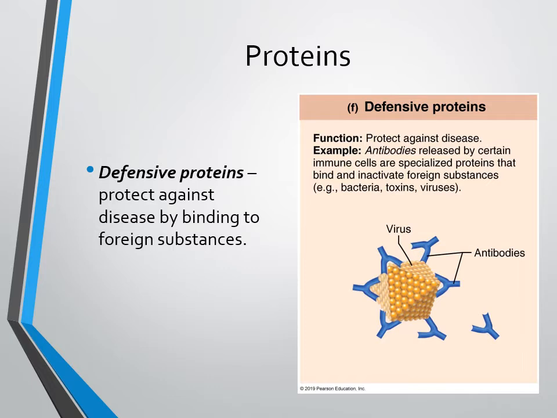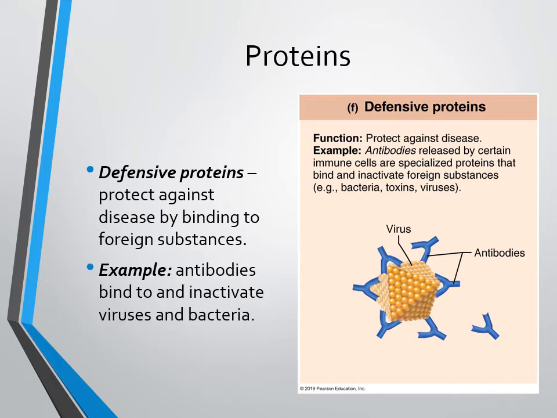And then we have defensive proteins, so they protect against diseases. So your antibodies are considered proteins. They work by binding to unknown substances such as bacteria, toxins, or viruses. Right here, it's showing your antibodies connecting to this virus, trying to destroy it.